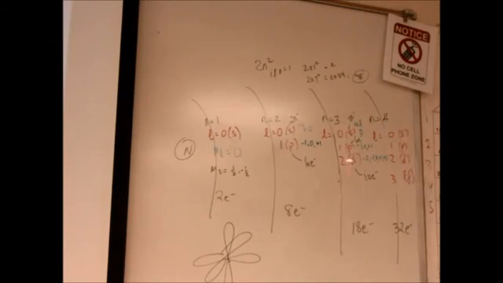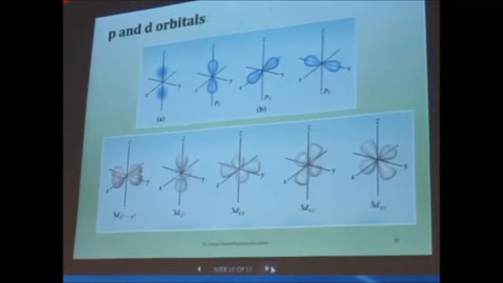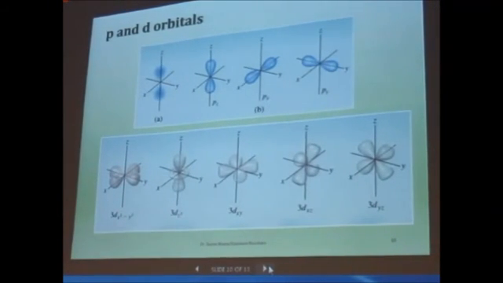We're starting with D in the 3rd shell, so the size will increase, and of course you have more shapes because now we need to accommodate more electrons. We need to accommodate 10 electrons in there. So these are the possible shapes.